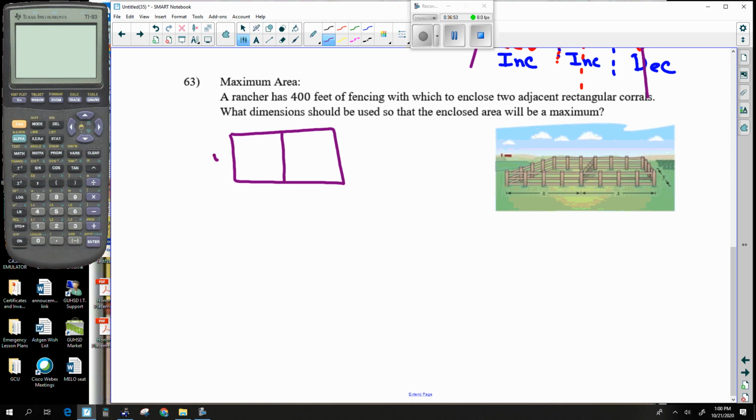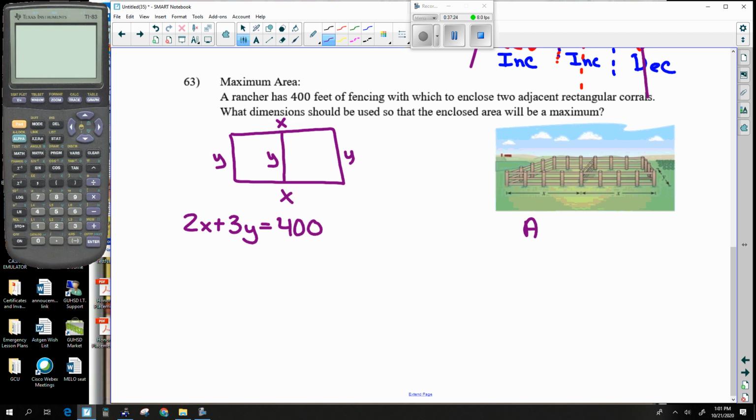I'll call these Y's and these big lengths X's. All of these X's and Y's are going to add up to 400 because that's how much fencing we have. And then we want to take the area into consideration. So let's start with the lengths of the fence. The lengths of the fence would be 2 X's and 3 Y's equal to 400 feet of fencing.